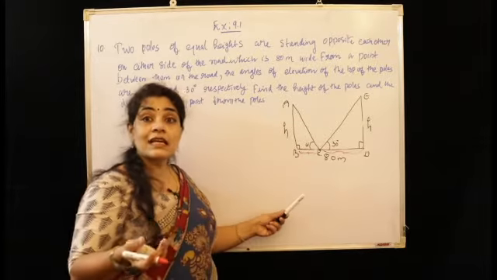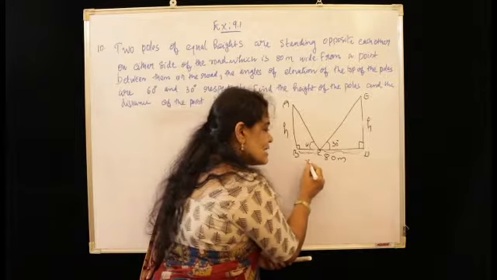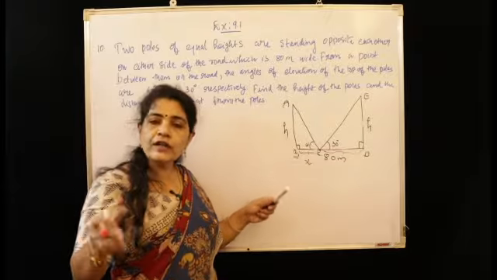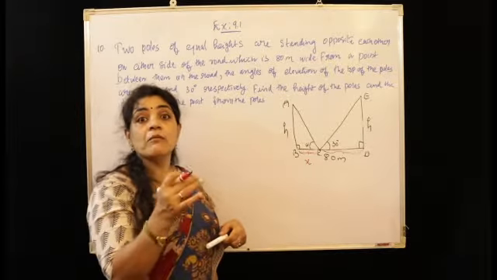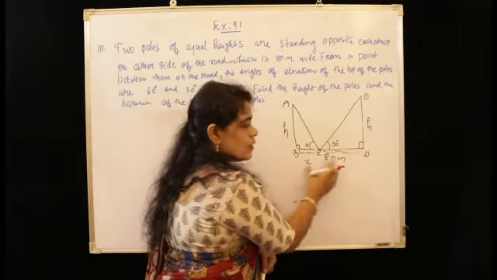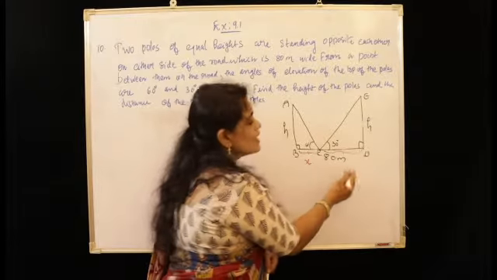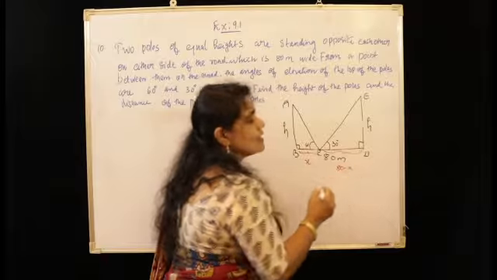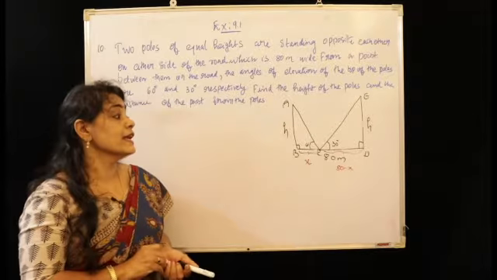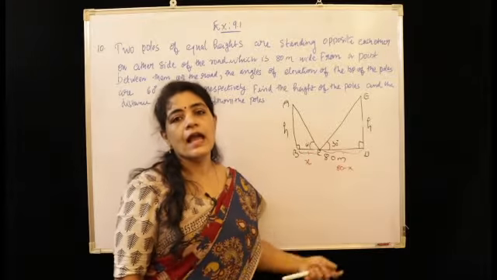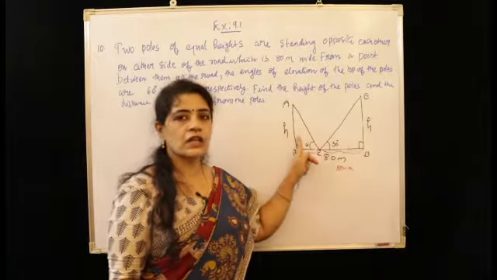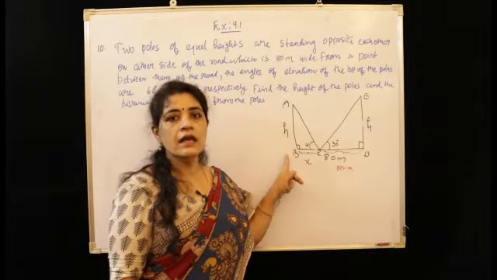So what will be CD if I am marking this BC as x, and since the total width of the road is 80 meters, CD will be 80 minus x. We have to subtract this x from the total width. That means 80 minus x is the distance from this point to the foot of the second pole. Okay, and we can consider these two triangles separately and we will get the expressions.